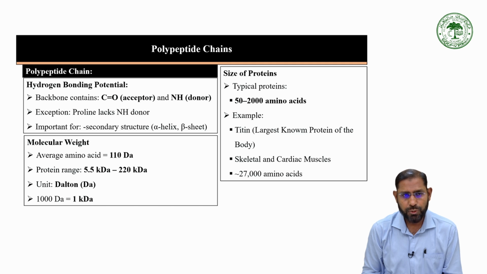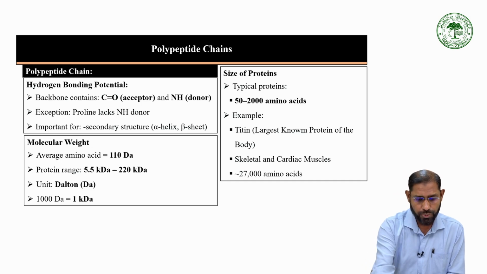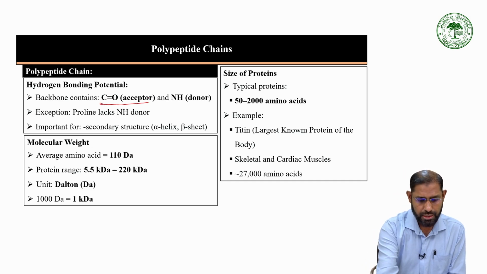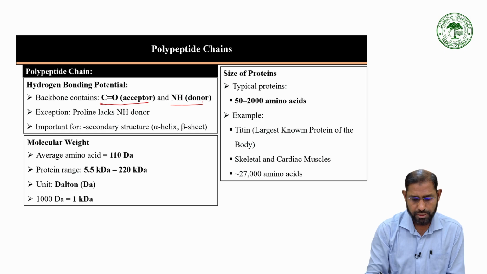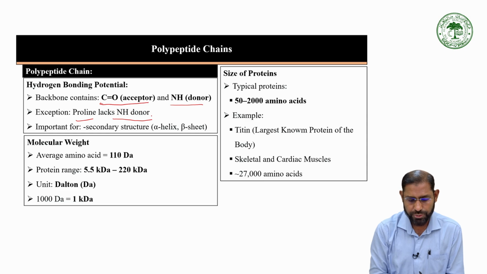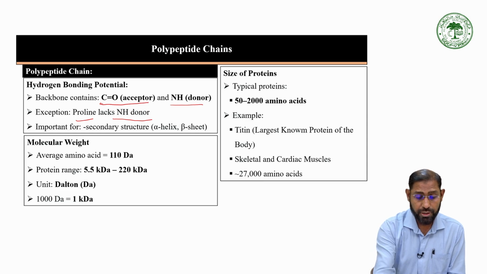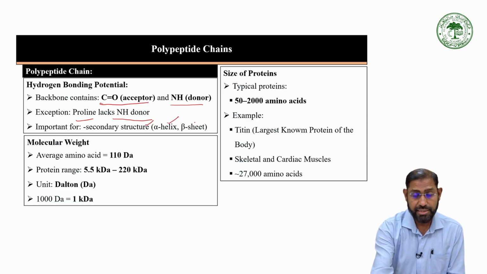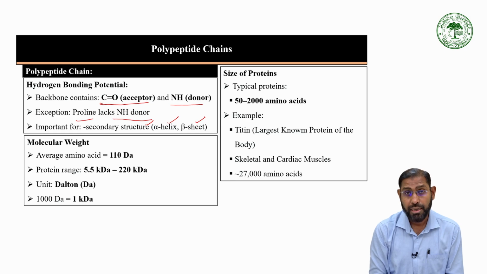Also, the hydrogen bonding potential of the peptide chains. The backbone also contains C=O as an acceptor and NH as a donor of hydrogen bonds. The exception is proline, because proline lacks an NH donor. It is very important for secondary structures like alpha helix and beta sheet.